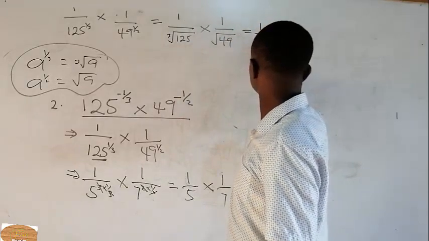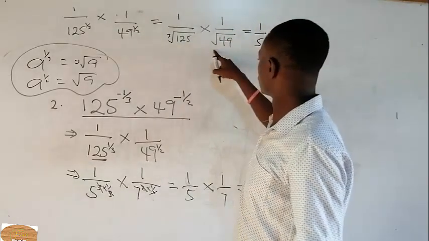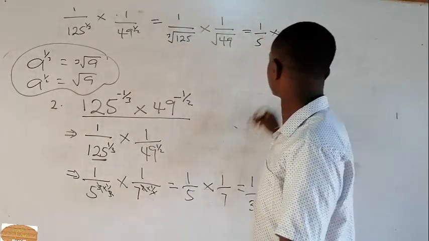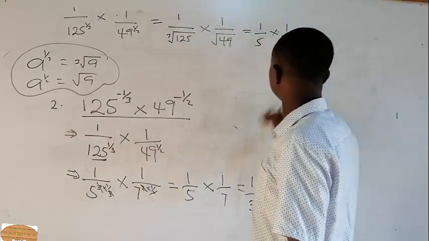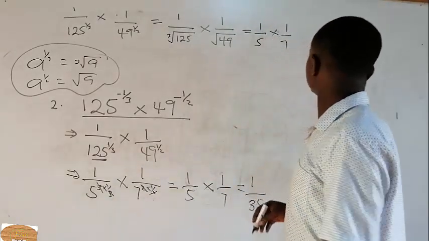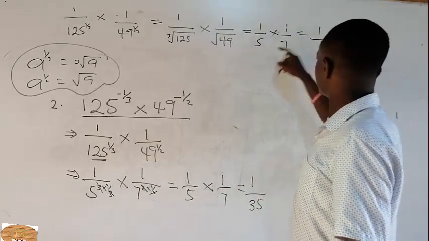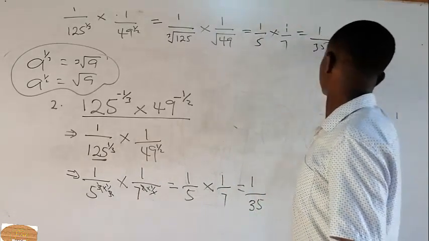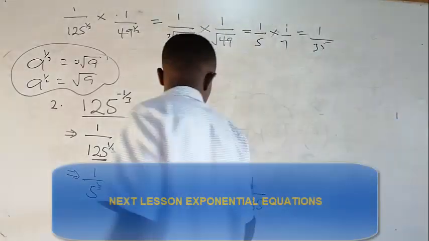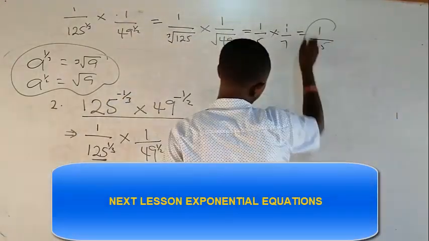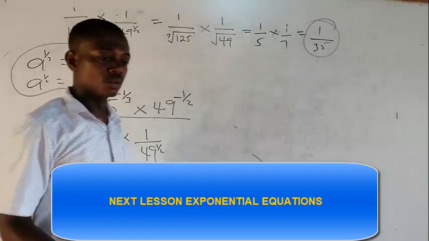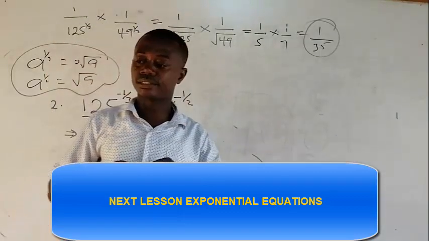I have 1 over 5 times, so square root of 49 gives you 7. 1 over 7, that is positive square root of 49. So this one is straight away 1 times 1, 1. 5 times 7 is 35. So this one is the same as this. So whichever way you go, you get the same answer. Alright.